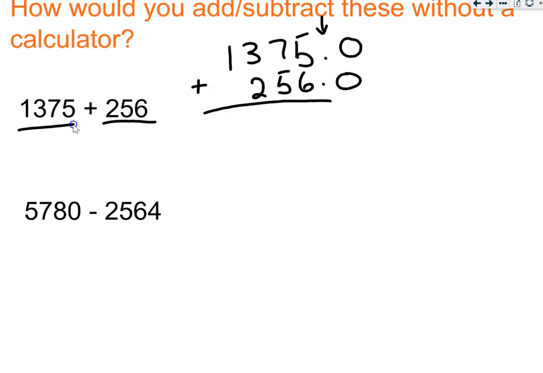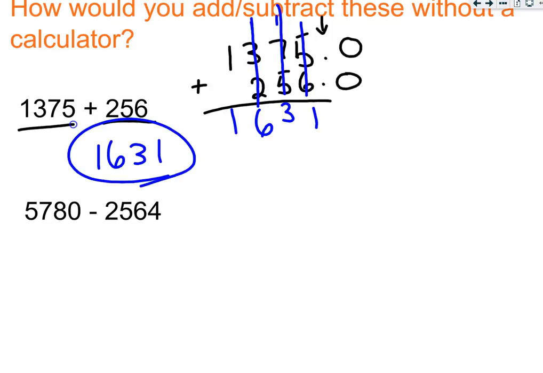Adding this straight down, 5 plus 6 is 11, carry the 1. So this column is done. Move on to the next column. What is 5 plus 7? 12, plus that 1 at the top, 13, carry the 10. This column is done, and you do this to the end. 2 plus 3 is 5, plus 1 is 6, and 1 plus nothing is 1, giving you the result of 1,631.